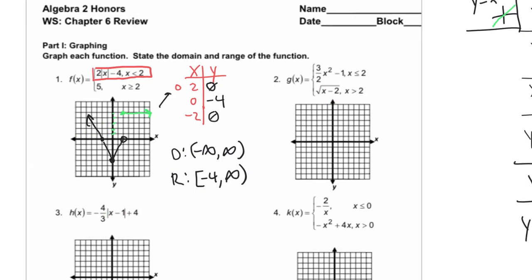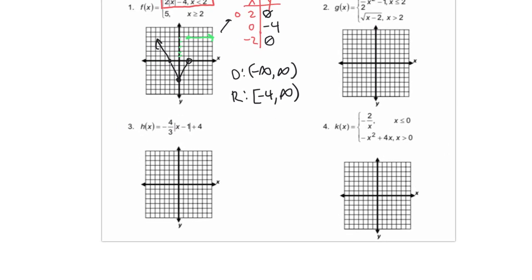With this one, we are looking at -4/3 times the absolute value. So this is an absolute value function horizontally shifted to the right one, and also vertically shifted up 4. Another way of seeing it is that this is sort of the vertex form. It kind of looks like the vertex form of a parabola, but it's absolute value. And the vertex is going to be at 1, 4.